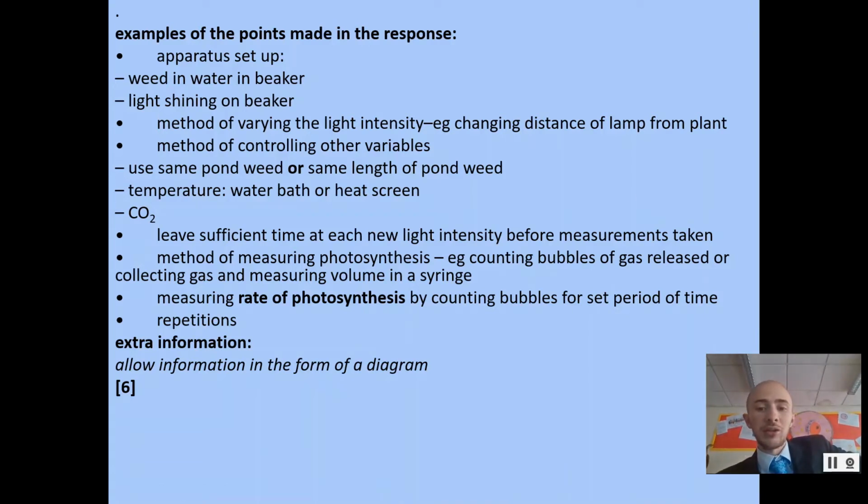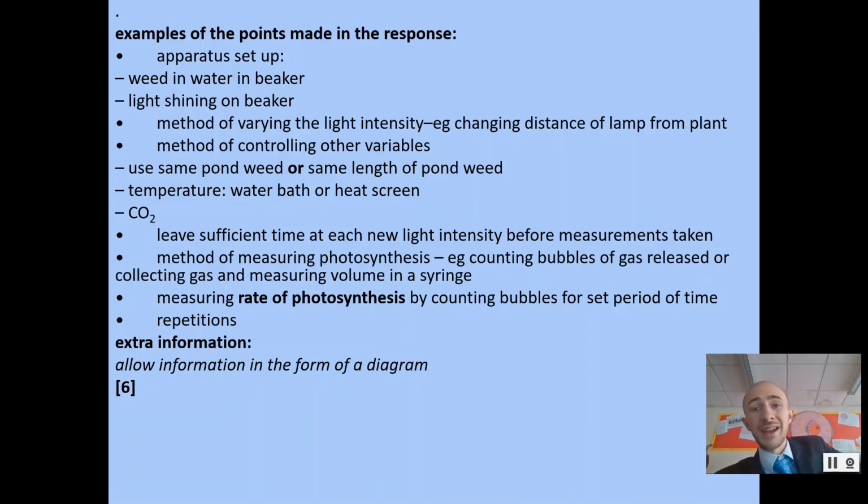Leave sufficient time at each new light intensity before measurements are taken. So this is about, once you put the light closer, you need to give the pondweed time before you measure how many bubbles are given off. That's just to ensure that the pondweed has time to almost get used to the amount of light, so that it begins to give off the correct amount of oxygen bubbles for that amount of light.